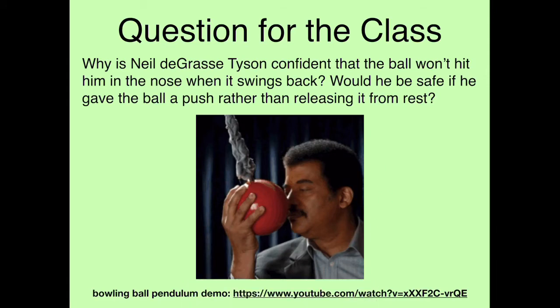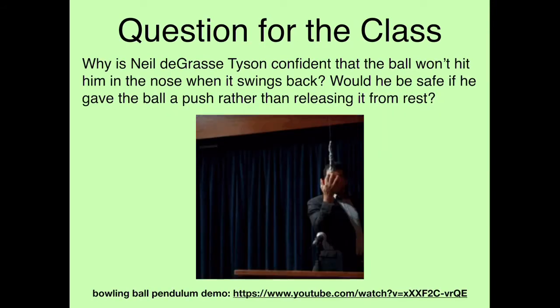The basic idea is this. You have a chain hanging from the ceiling. So there's the chain, and it's connected to a bowling ball. Neil deGrasse Tyson is going to start with the bowling ball touching his nose, and then he's going to release the bowling ball from rest. So it's going to swing to the other side of the room, then it's going to swing back, and he's going to make sure that he's standing perfectly still throughout this experiment. Oops. So here it goes.